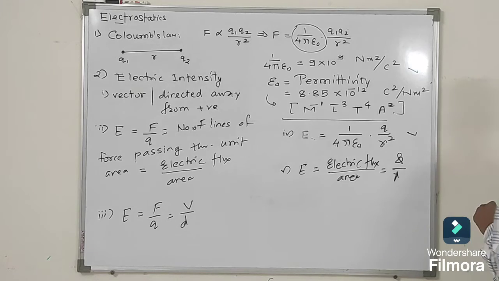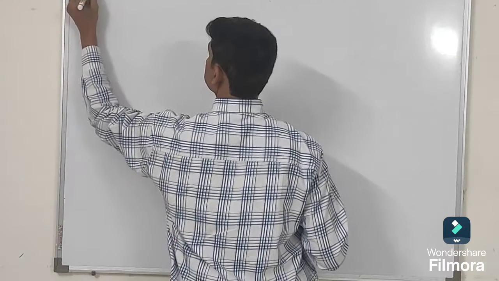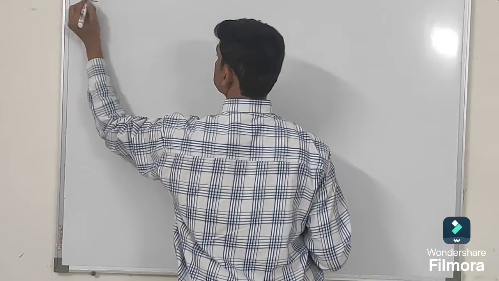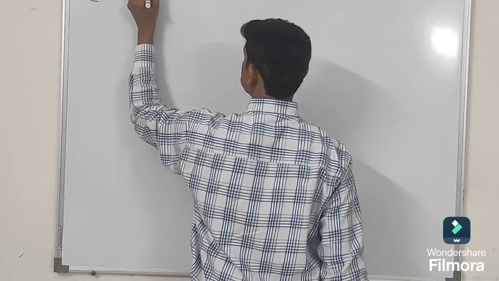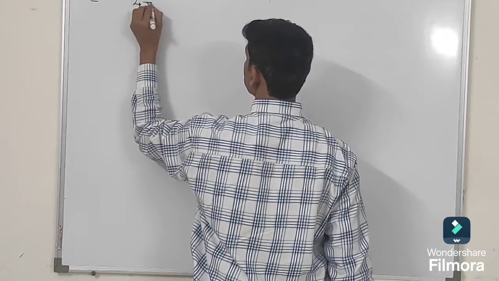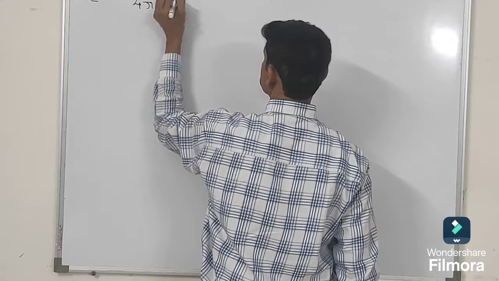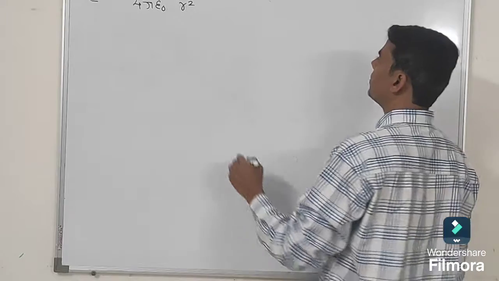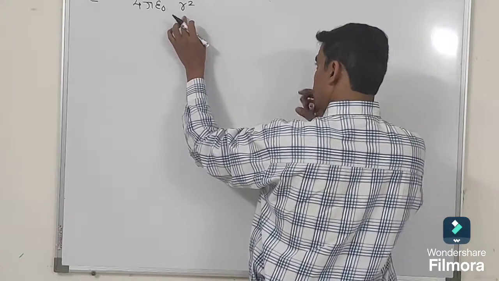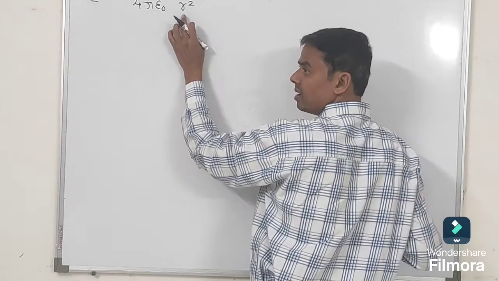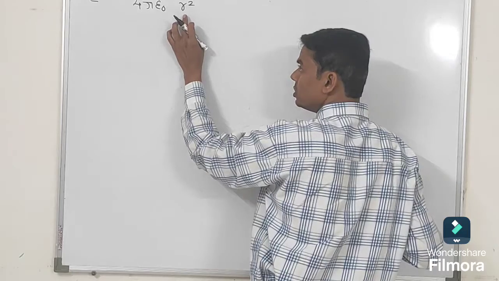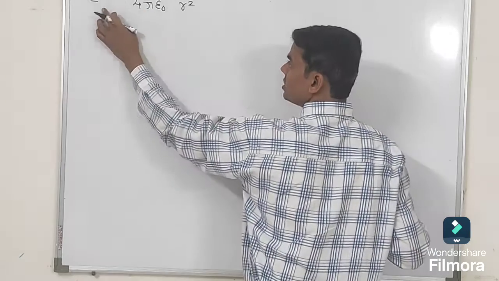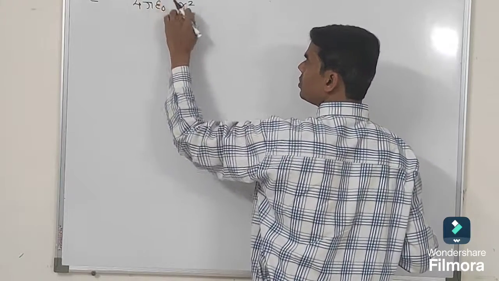Electric intensity at any point situated at a distance r from charge q is 1 upon 4 pi epsilon 0 q upon r square. The same formula is for electric intensity at a distance r from the center of the sphere. E is equal to 1 upon 4 pi epsilon 0 q upon r square.